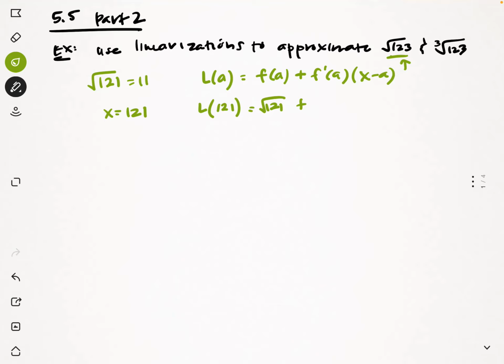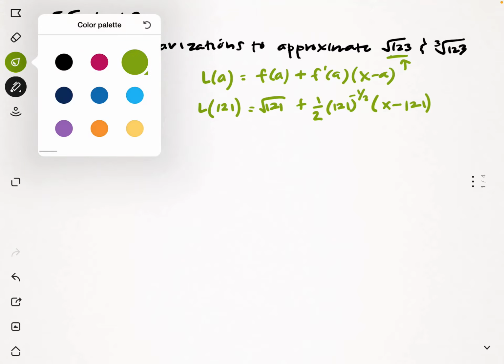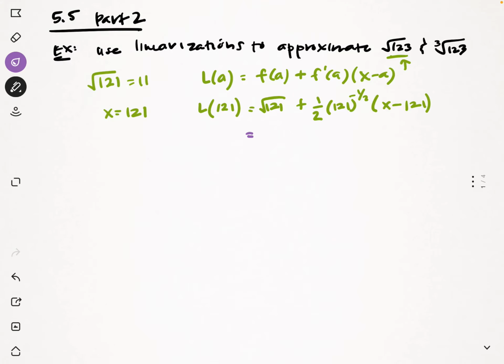plus f prime, which is 1 half times 121 to the negative 1 half, and then x minus 121. Okay, let's change colors. So let's start simplifying this.